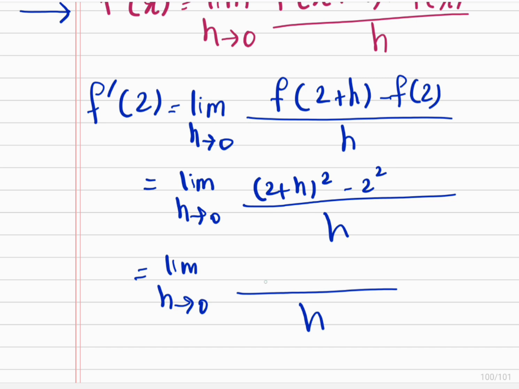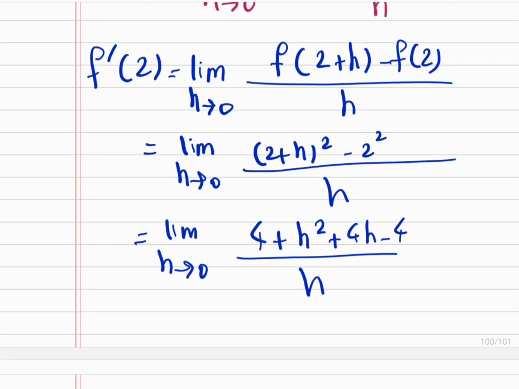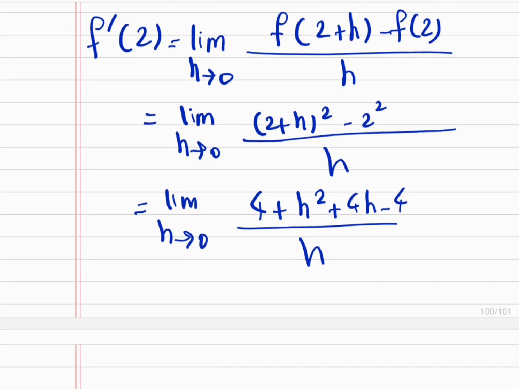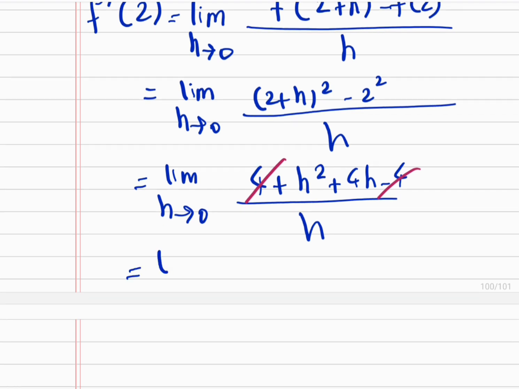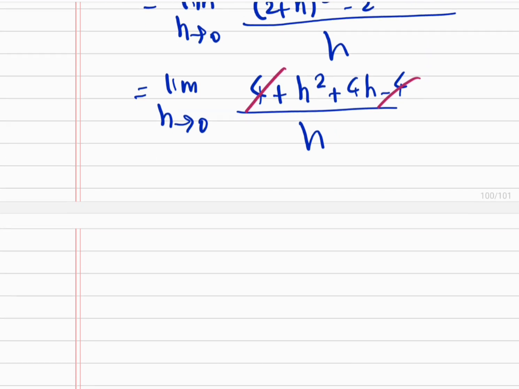So 2 plus h squared is going to be 4 plus h squared plus 4h, minus 4. We have 4 and minus 4, which cancel out. So let's write here: the limit of h squared plus 4h over h as h tends to 0.